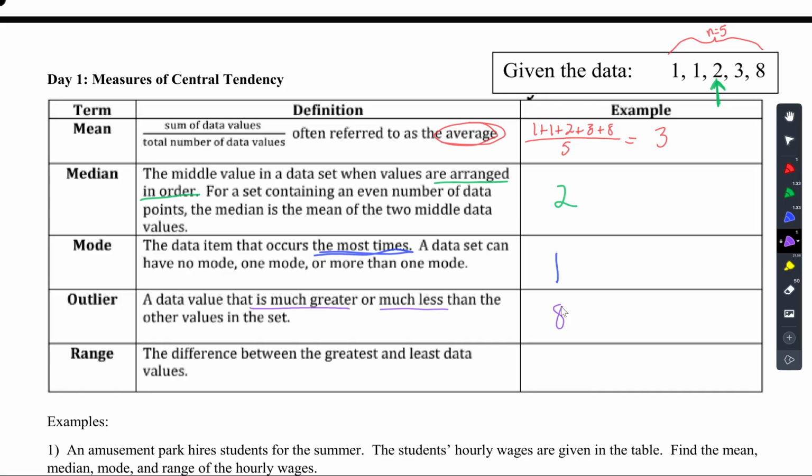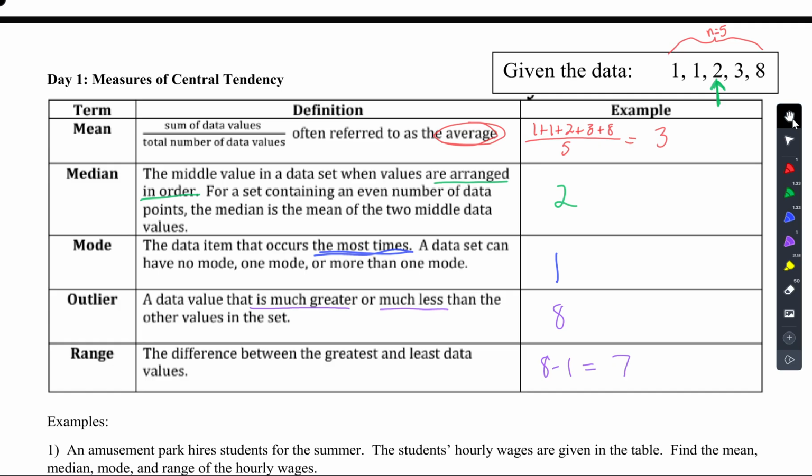Usually you talk about range like range in temperature. Arizona has a big range in temperature. It gets really cold at night, so it goes down to 40 and then gets up to 100. So it'd be a 60-degree temperature change. That's the range. It's just taking the difference between the biggest and the smallest. Biggest is 8, smallest is 1, so you just subtract them. 8 minus 1 is 7. That's all you do.